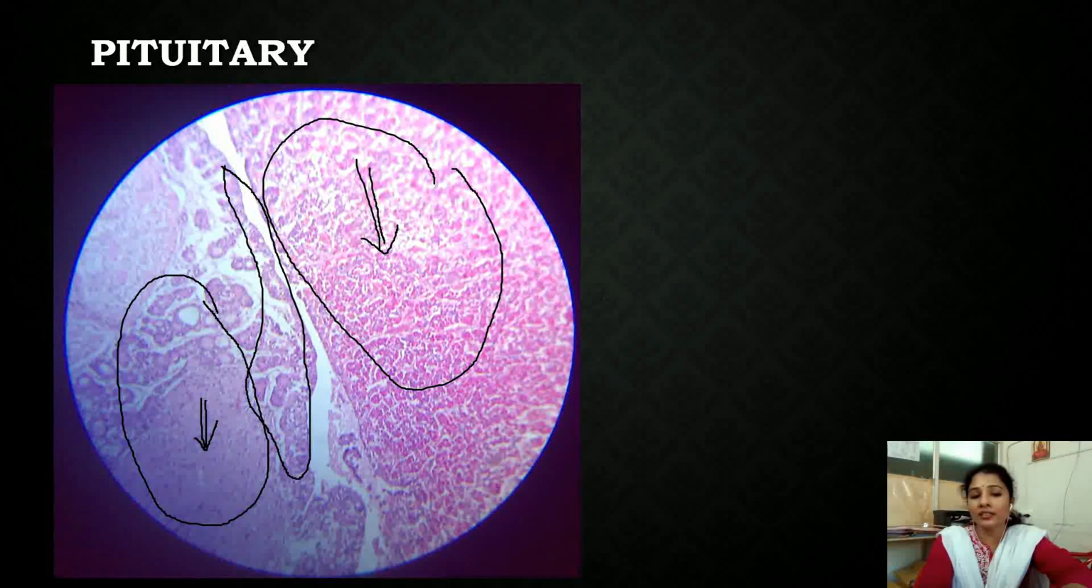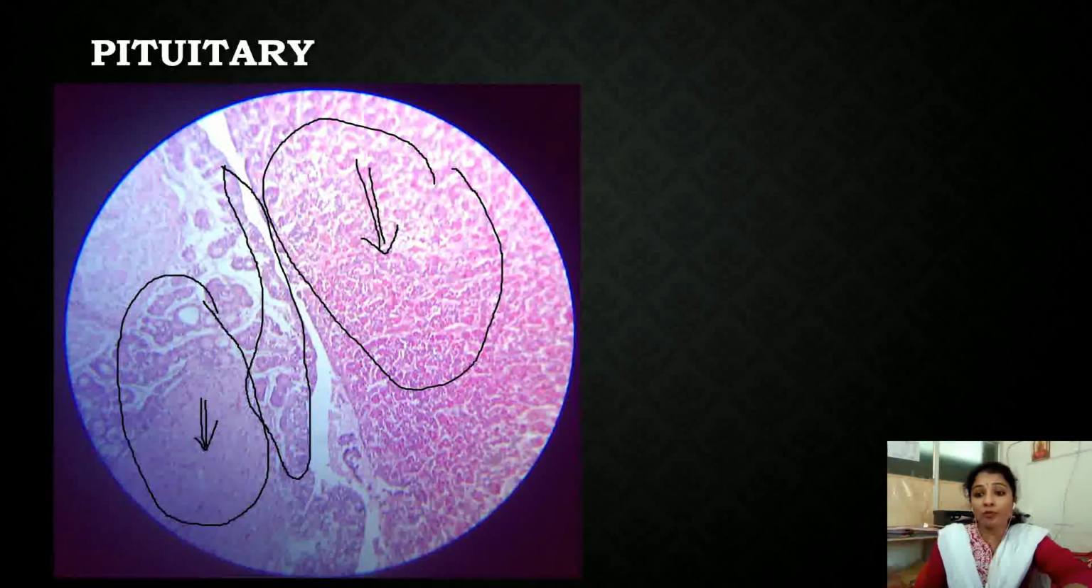Neurohypophysis contains nerve fibers and some neuroglial cells which are called pituicytes. Whereas adenohypophysis consists of acidophils, basophils and chromophobe cells. Acidophils and basophils are brightly stained, taking up acidophilic and basophilic stain, which is eosin and hematoxylin.